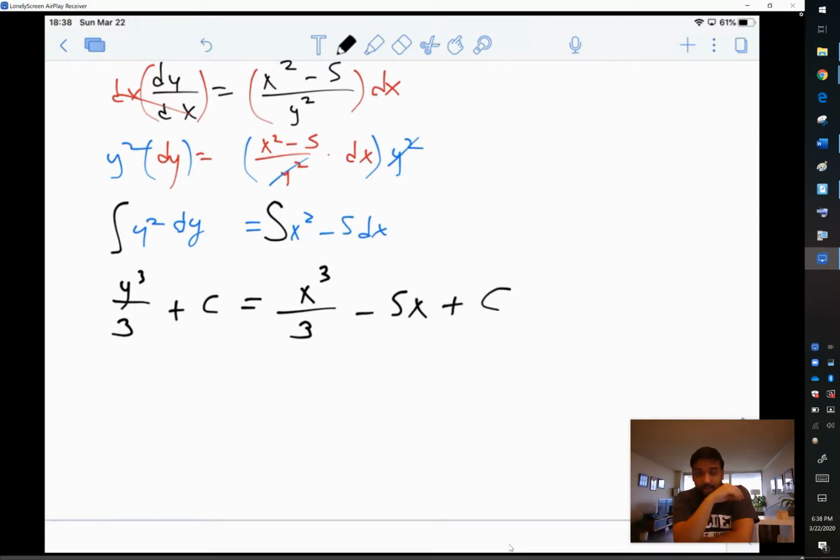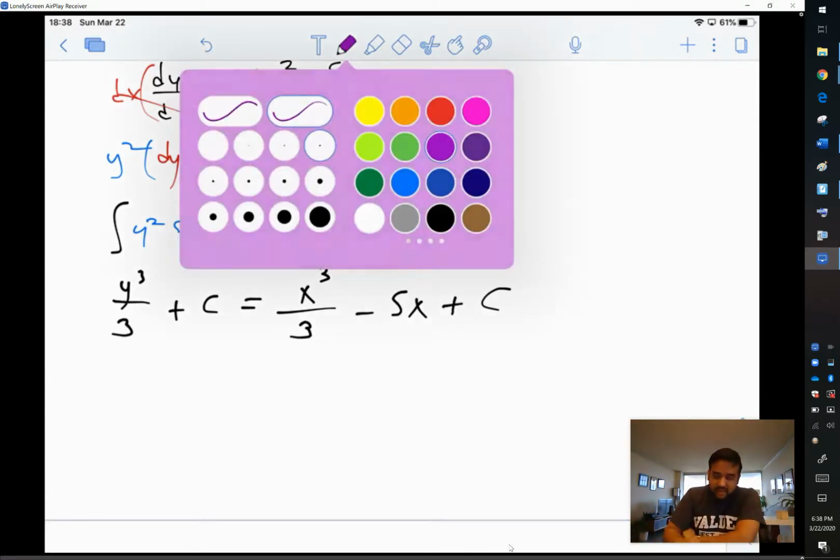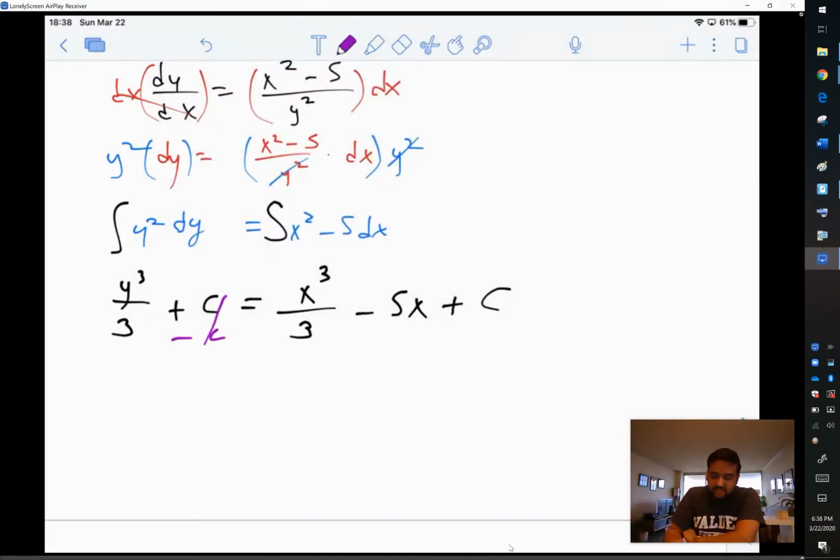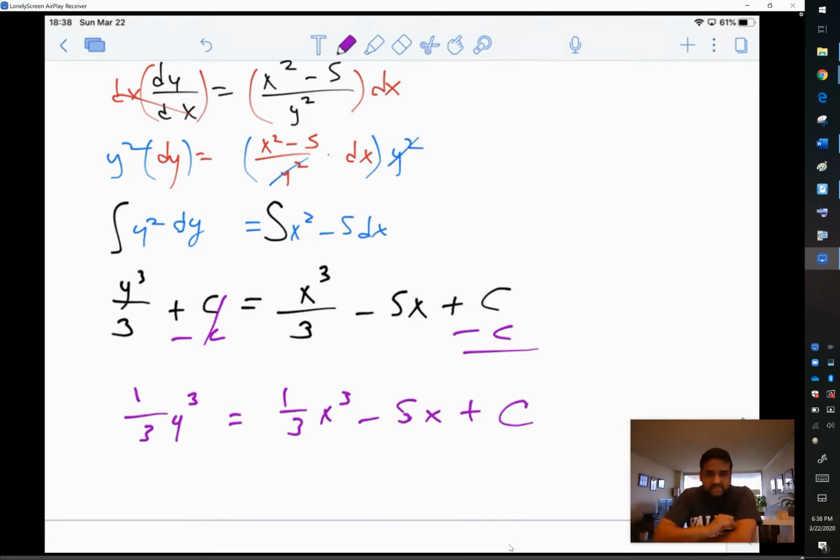As mentioned, these are both arbitrary constants, so I can rearrange them and get another arbitrary constant. So if I subtract, let's say, this c from this side, I don't know that these are the same things necessarily, so it's just some other arbitrary constant. So I get 1/3 y cubed equals 1/3 x cubed minus 5x plus some other arbitrary constant. So this is basically the general solution.